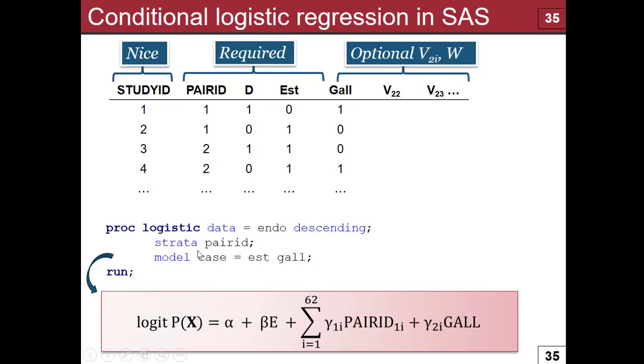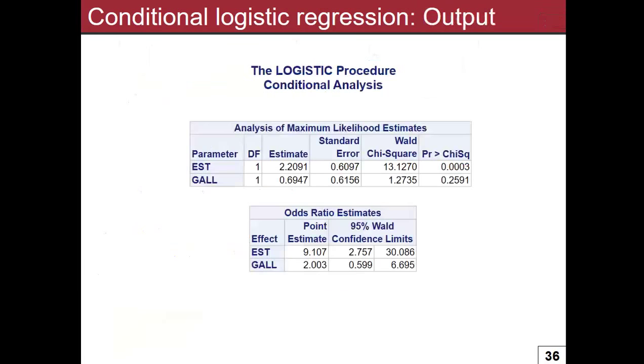So really the only thing we do different here is we have a strata statement that names the variable that you're stratifying on. All right, that's it. And then SAS knows to switch things under the hood on the estimation process. See, and it says conditional analysis. So that's all the fanfare. And again, what you see here in the conditional analysis is we are stratifying on 62 strata of these pairs. And again, the output only has est and gal in it. So the V1s don't show up in the output tables.